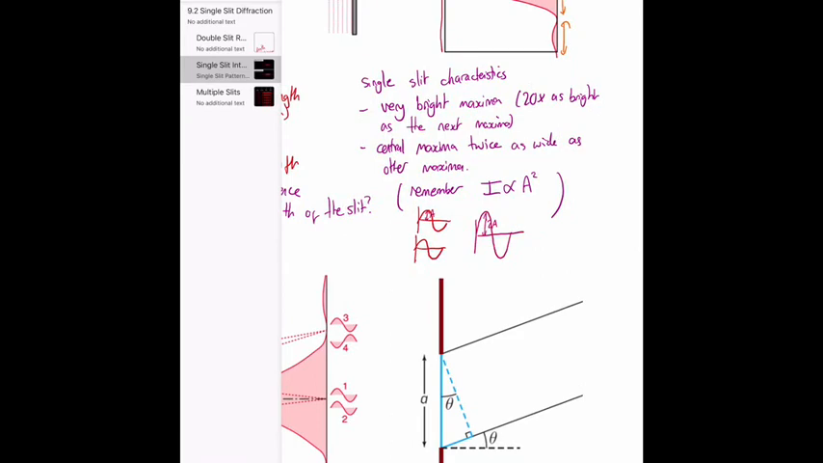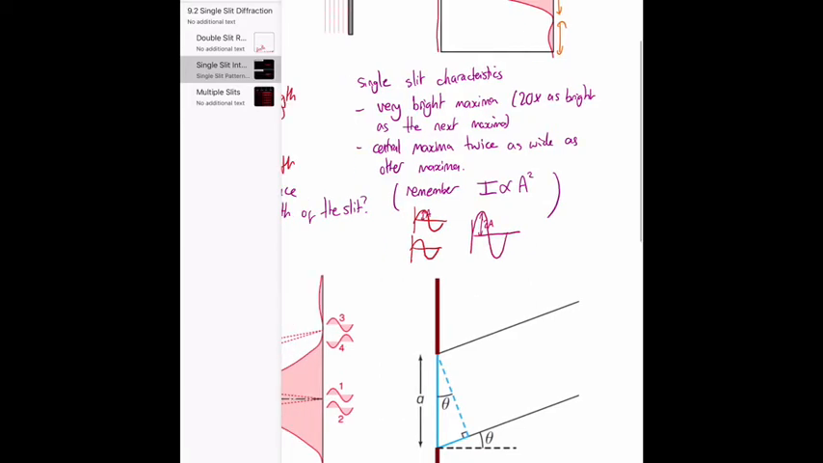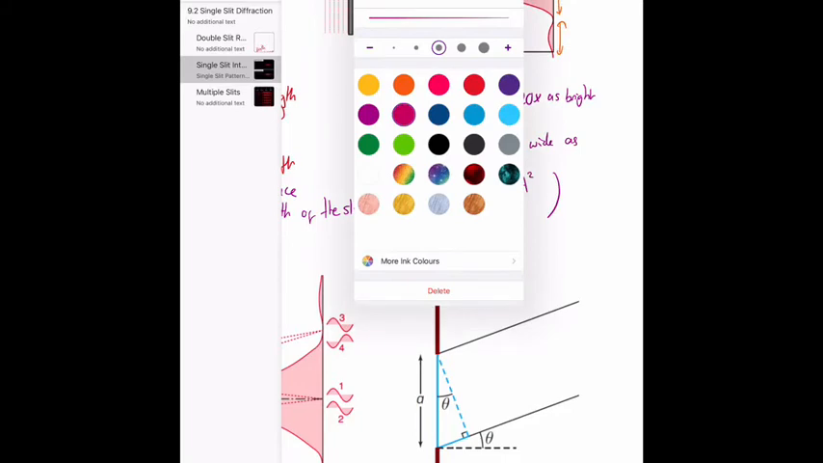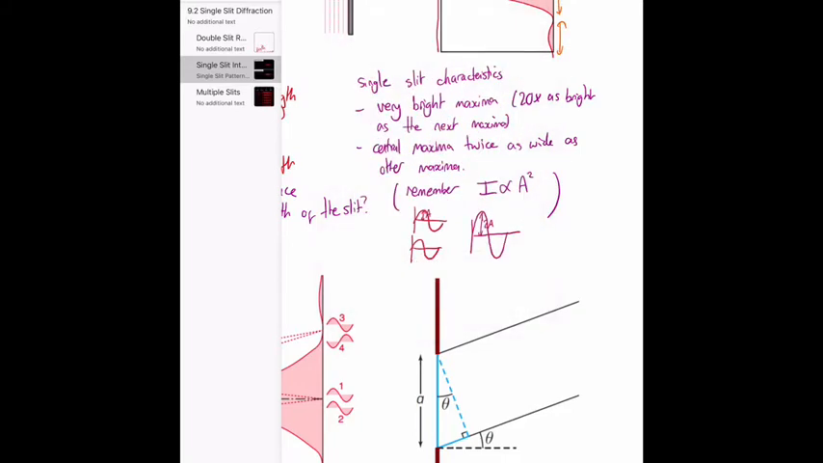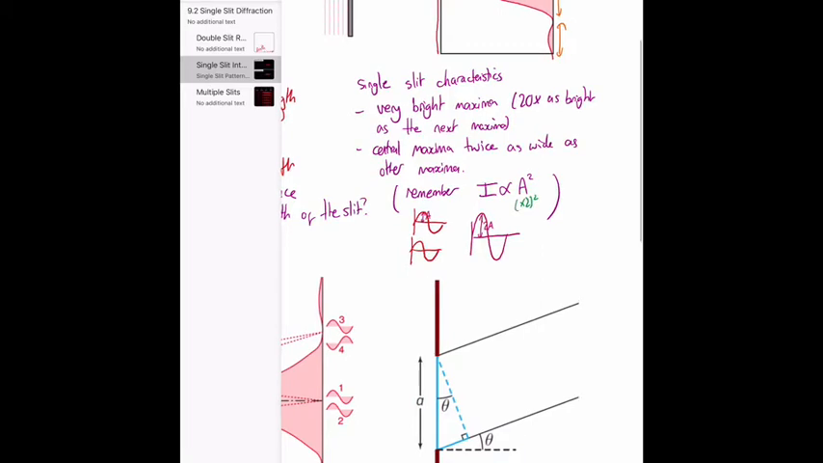So, how much brighter will that bright fringe look? Well, it's going to have 4 times the intensity. If we say intensity is proportional to amplitude squared, and I'm doubling my amplitude, well, that means my intensity is going to go up by a factor of 4. So it's always worth remembering that.